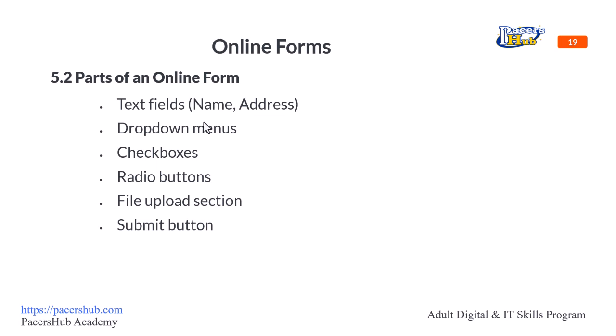Okay, moving on. 5.2, part of an online form. So an online form has all of the following: the text field that contains the name and address, the drop down menu, I'm going to show you the drop down menu, the checkbox, I will show you that one as well, radio box, file upload section, and submit button.